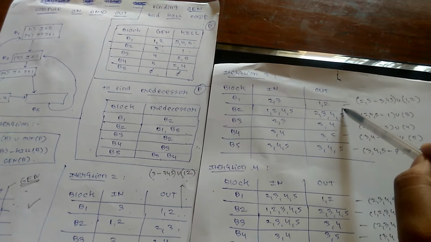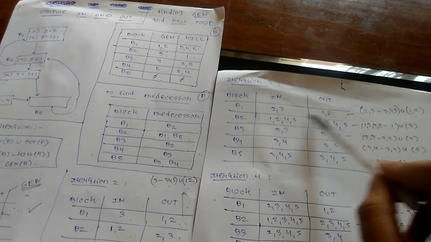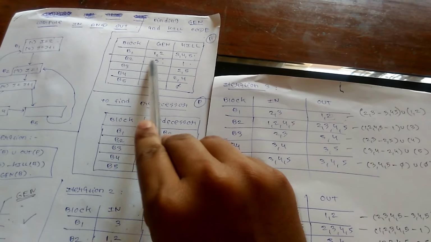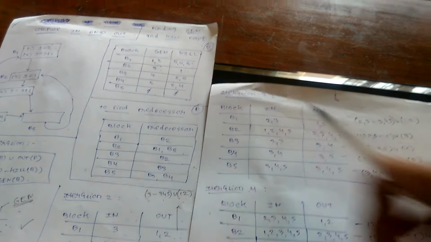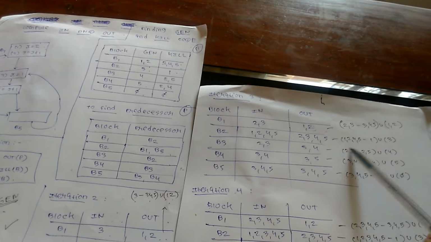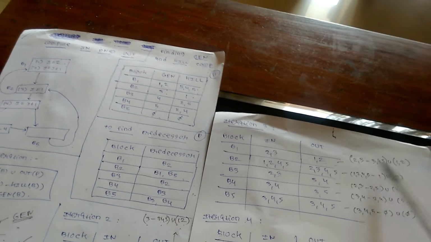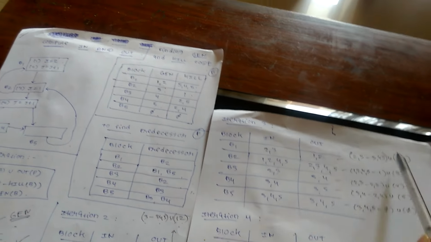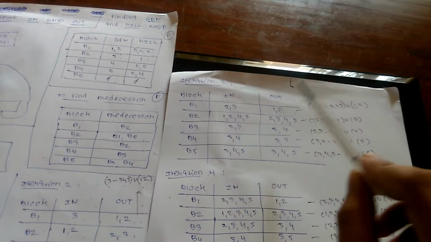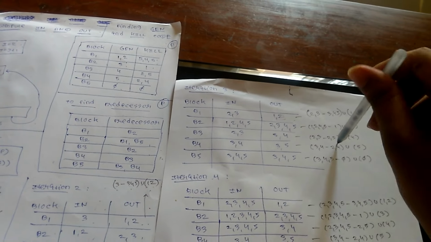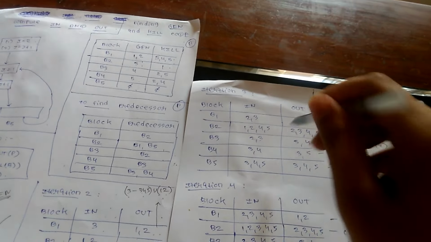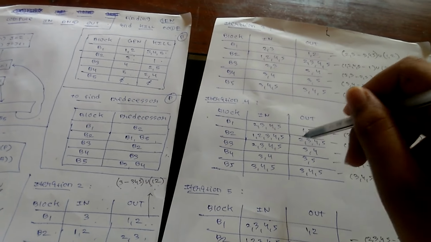Now for the out in iteration 2, in minus kill union gen. So 2 3 minus kill, what is the value of the kill? What is the kill of B1? 3 4 5. So 2 3 minus 3 4 5 union 1 2, where the value of gen is 1 2. So union 1 2, the answer will be this. In a similar way we have to solve iteration 3. Then for iteration 4 we again refer to iteration 3, and for iteration 5 we again refer to iteration 4.